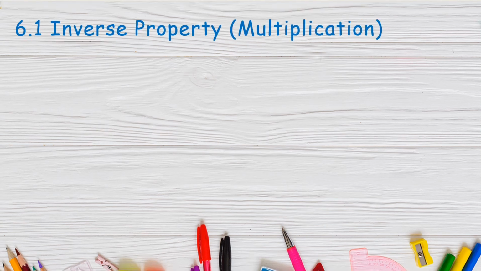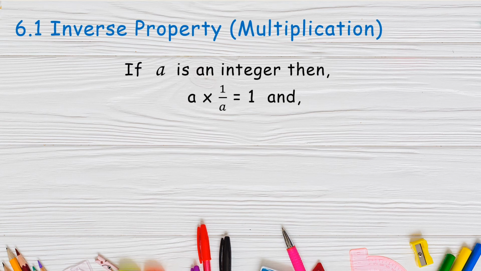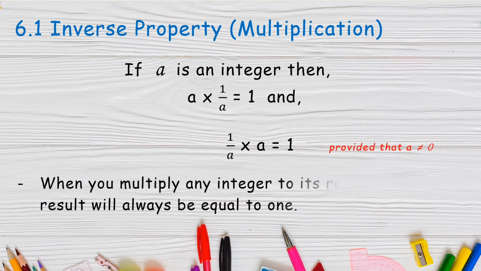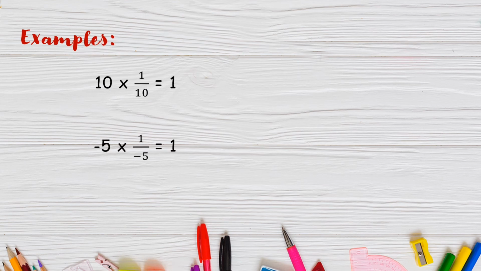Inverse property of multiplication. If a is an integer, then a times 1 over a equals 1. And 1 over a times a is equal to 1. When you multiply any integer by its reciprocal, the result will always be equal to 1. Examples: 10 times 1 over 10 equals 1. Negative 5 times negative 1 over 5 is equal to 1.